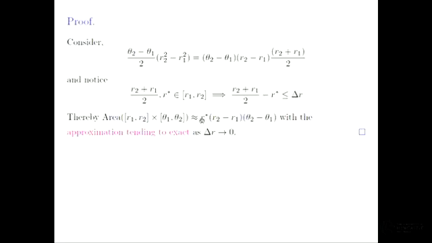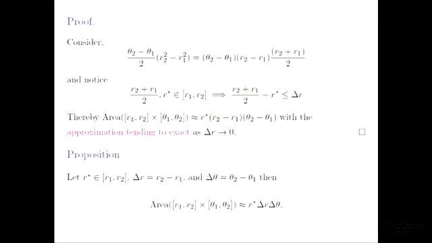So r*, times (r2 minus r1), times (theta 2 minus theta 1). And this approximation tends to exact as the region gets more narrow. So what does this mean? Well, this means that if you take a sample point r* from within [r1, r2], and we let delta r equal r2 minus r1 as usual, and delta theta equal theta 2 minus theta 1 as usual, then I can write the area of one of these annuli as r* delta r delta theta. Okay, this is going to be important for when we try to integrate.